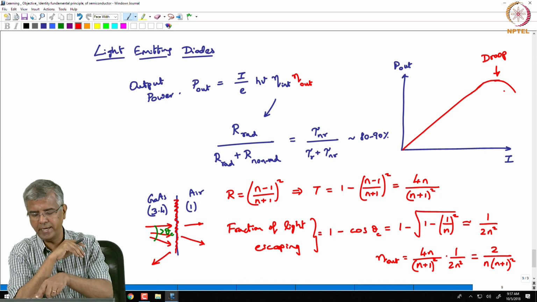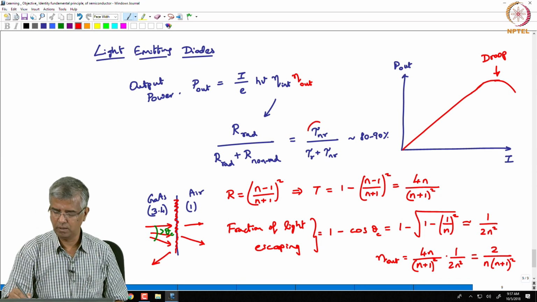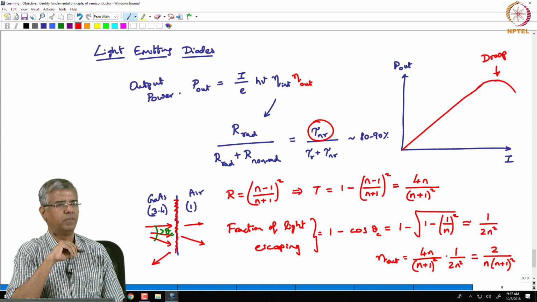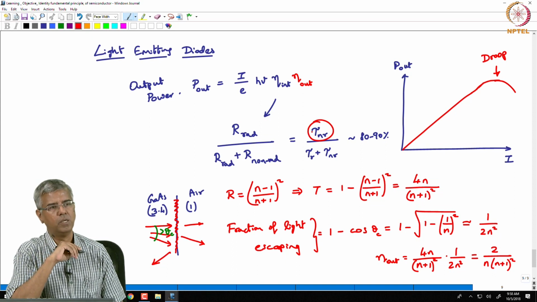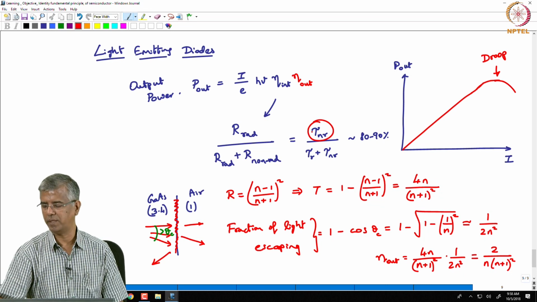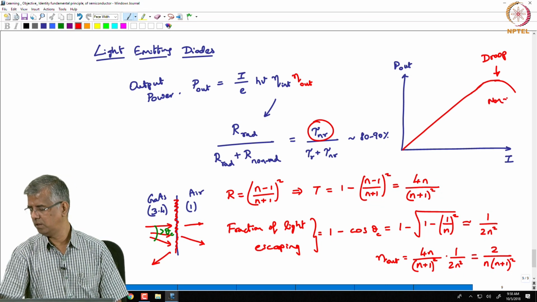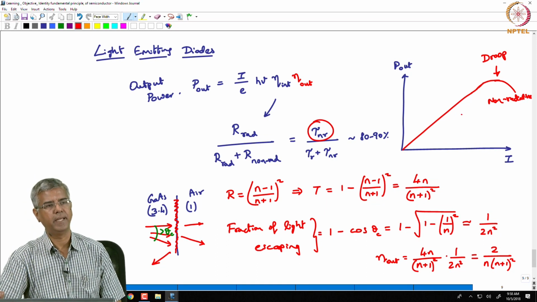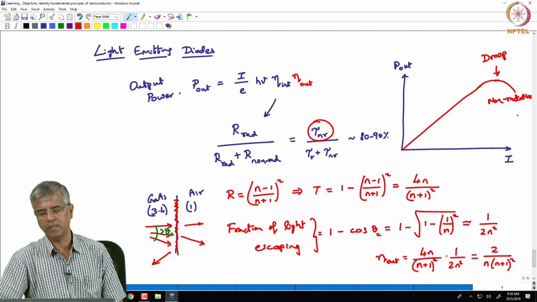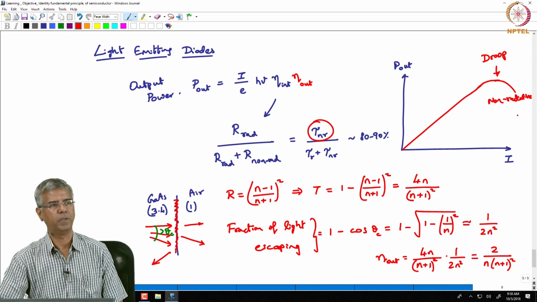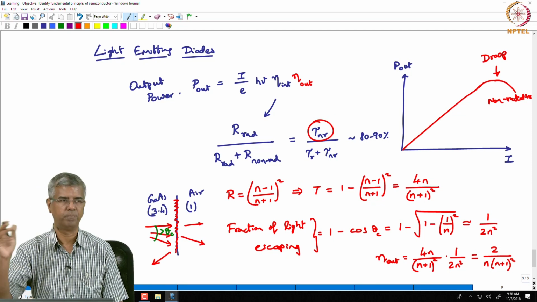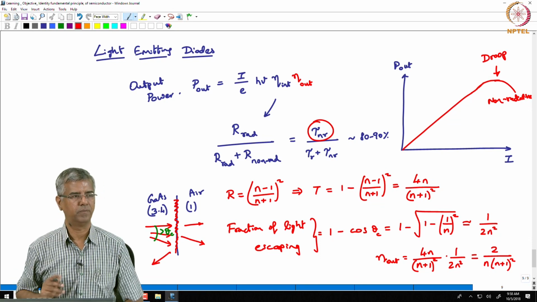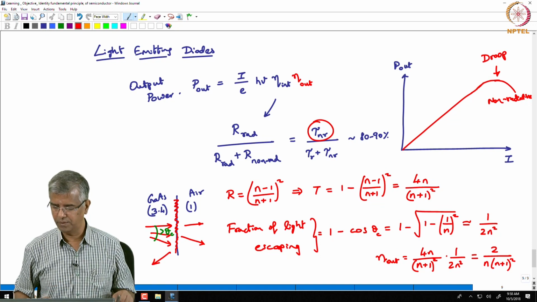So non-radiative recombination is more probable than radiative beyond that point. Because of that, with non-radiative processes dominating there, you will start seeing the power dropping beyond that point, and it might end up melting the junction at that particular point if the heat is not taken out properly, okay.